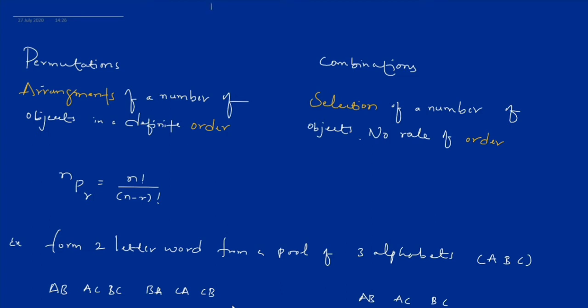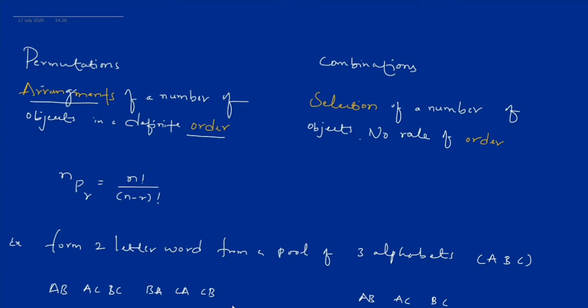Permutation is basically an arrangement of a number of objects in a definite order, right? Arrangement of numbers in a definite order. Here order is major. Arrangement as well as order of a number, or you can say any object, right?